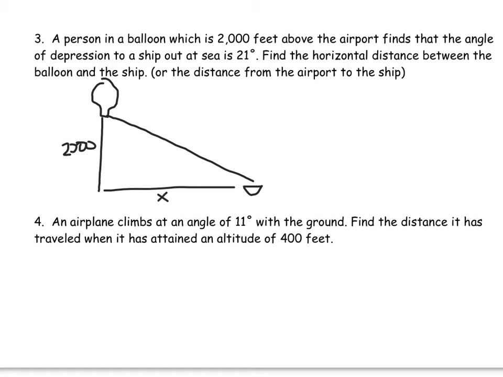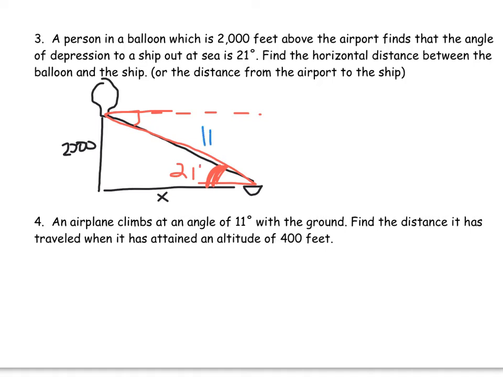Now, notice I haven't labeled where the angle of depression is. The angle of depression is actually outside the triangle I just drew. But using alternate interior angles, basically making this little zigzag here, I know that this angle is congruent to the angle of depression, and that would make it 21 degrees.